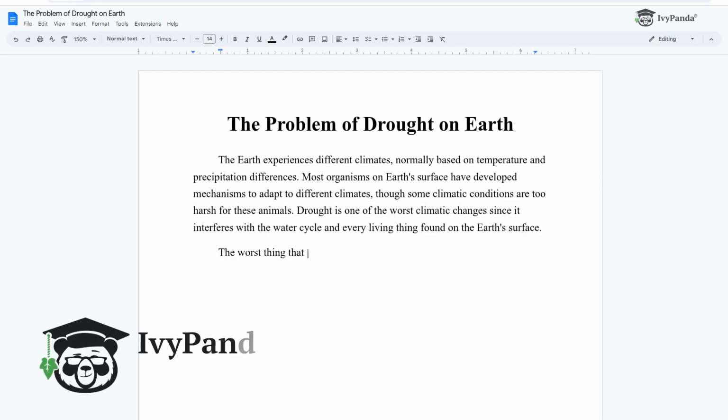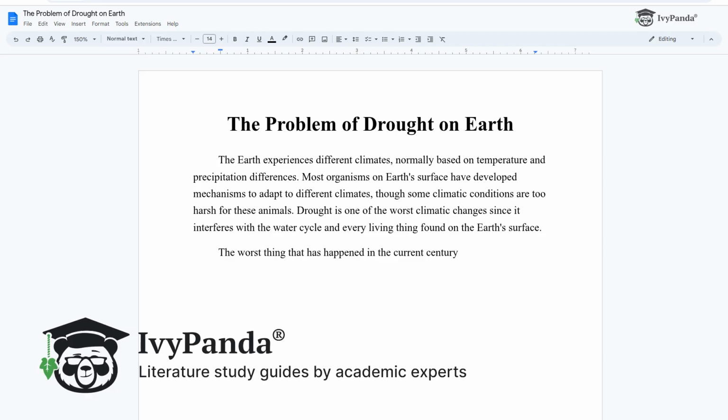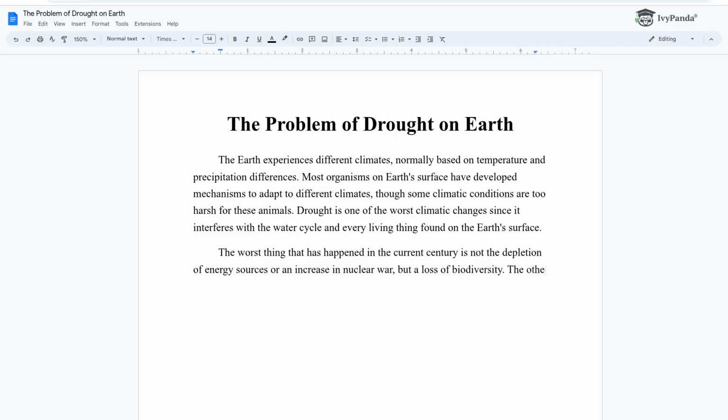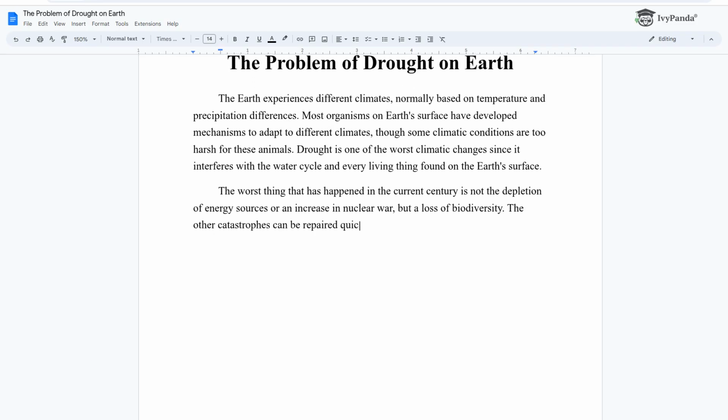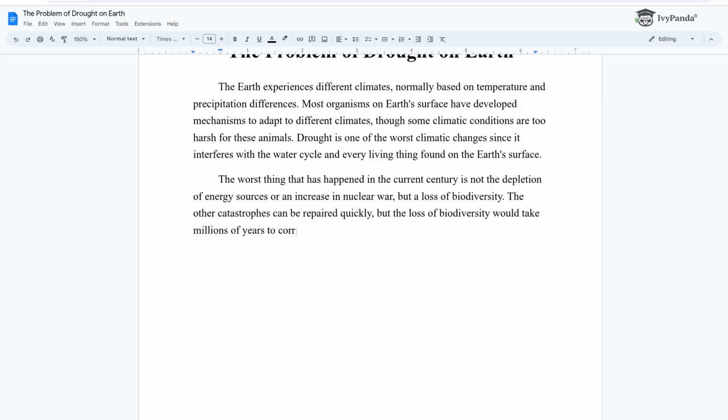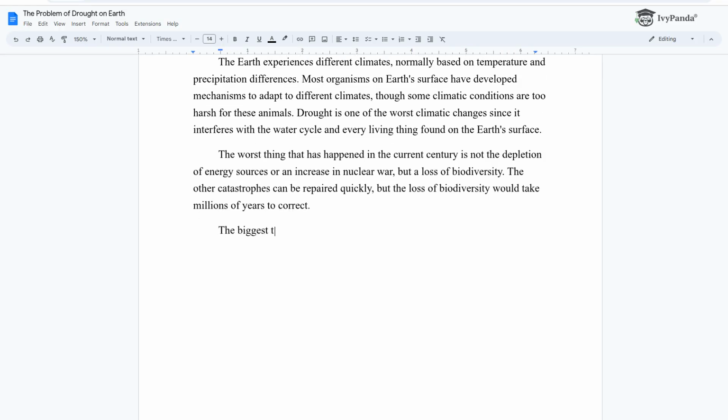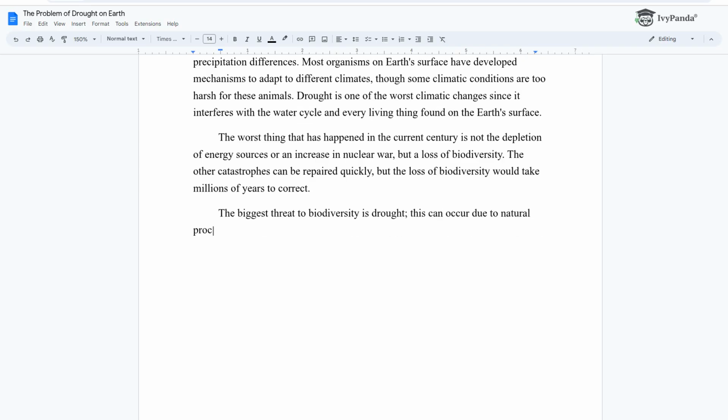The worst thing that has happened in the current century is not the depletion of energy sources or an increase in nuclear war, but a loss of biodiversity. The other catastrophes can be repaired quickly, but the loss of biodiversity would take millions of years to correct. The biggest threat to biodiversity is drought. This can occur due to natural processes or human influence.